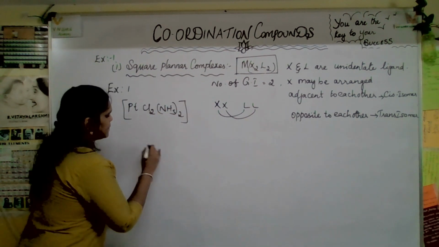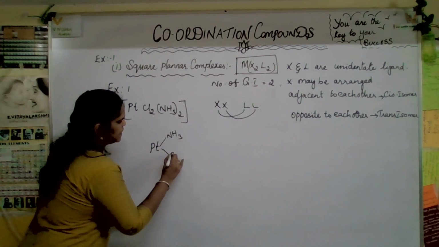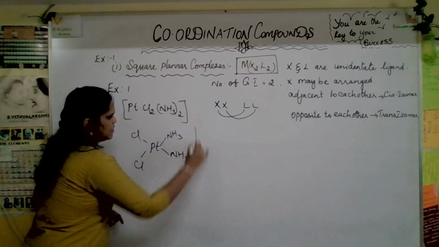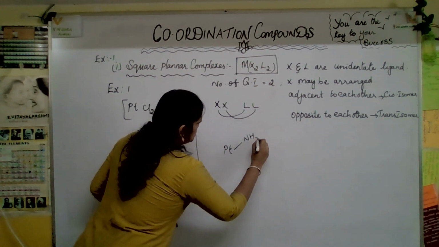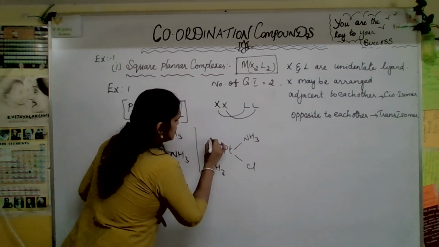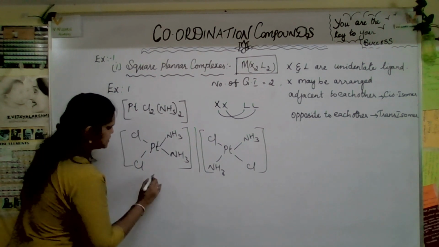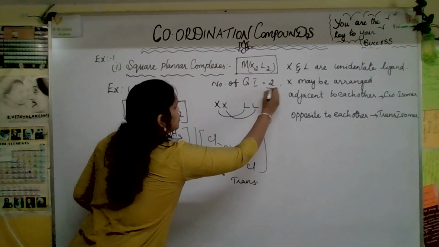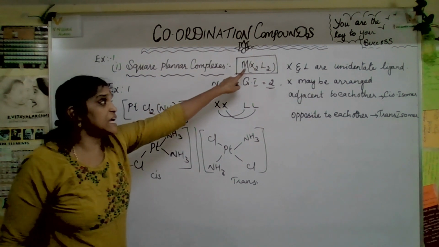Now we'll take this example. Pt is the central metal ion, NH3 and here NH3. The same way here Cl and here Cl. Opposite to each other, Pt, here NH3, here NH3 and here Cl and here Cl. So this is trans isomer, this is cis isomer. So two isomers are possible. Hope you're clear with this example.